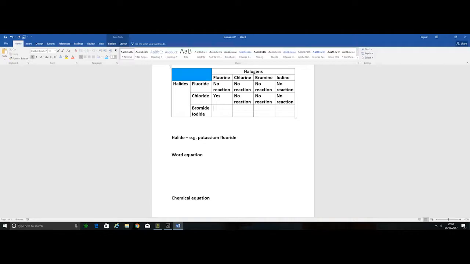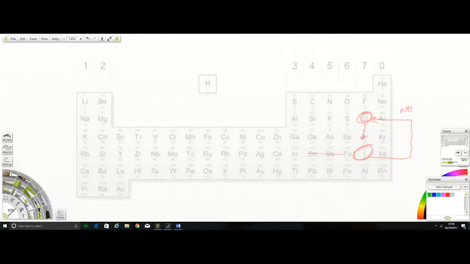So can fluorine displace the bromide ions? Yes, it can. Can chlorine displace the bromide ions? Yes, it can, because chlorine is higher up, therefore it can displace it. There's going to be no reaction here because it's the same thing. And can iodine displace bromine? So what we're asking is, can iodine displace bromine? The answer is no, because bromine is more reactive than iodine.